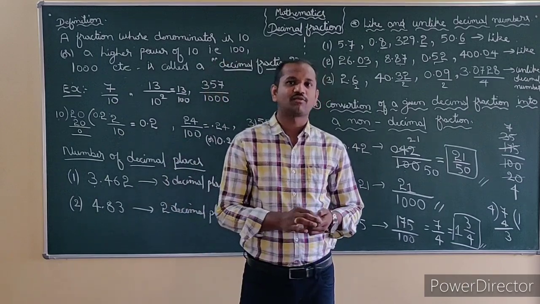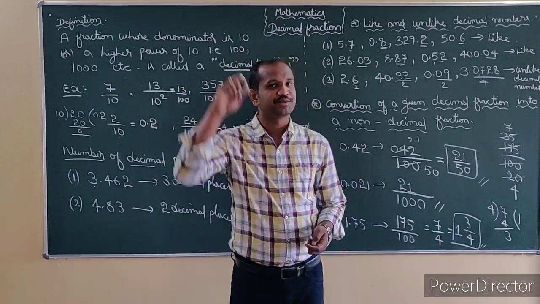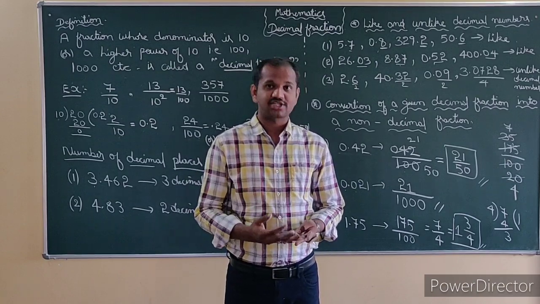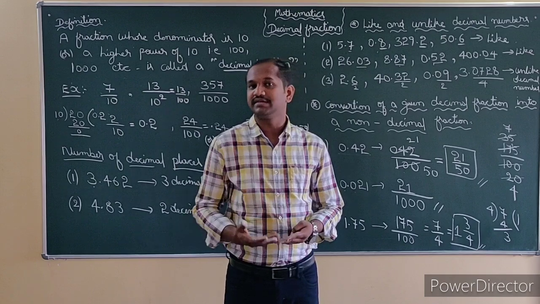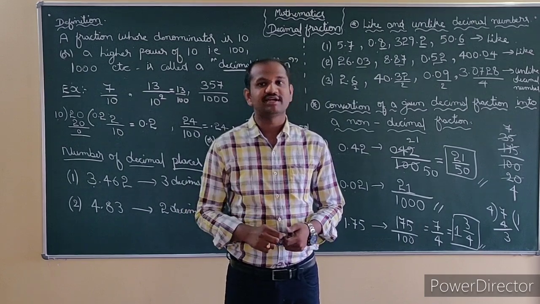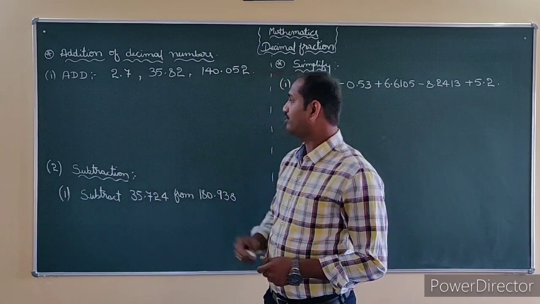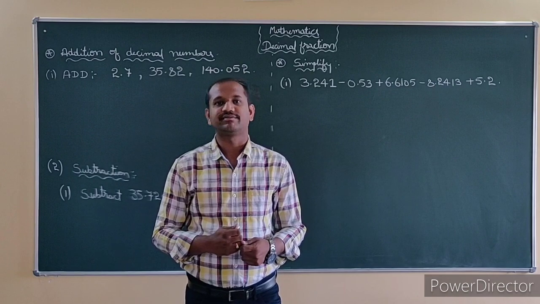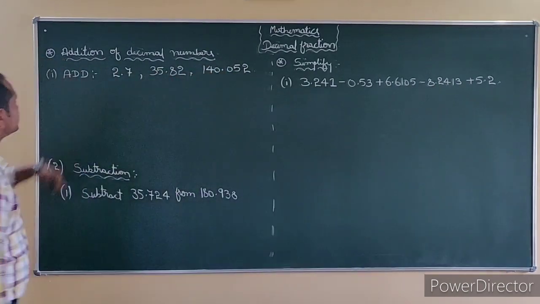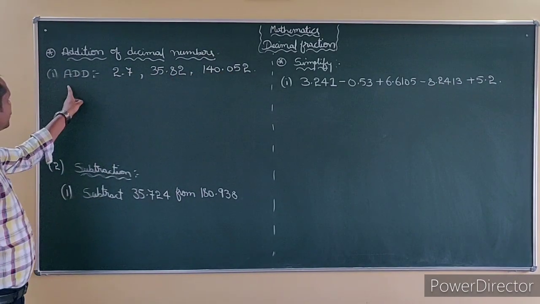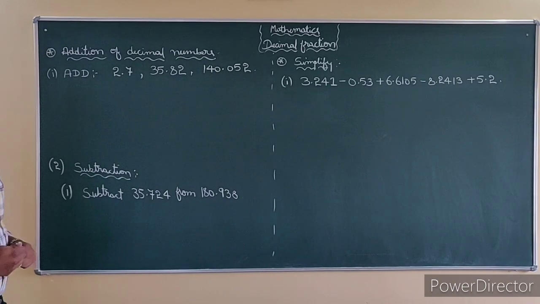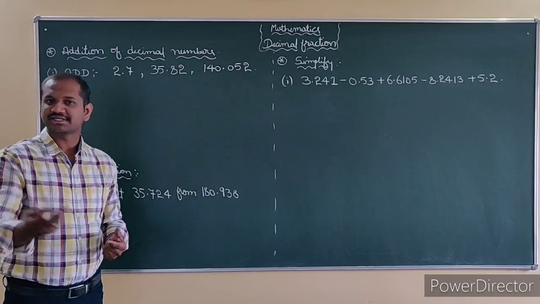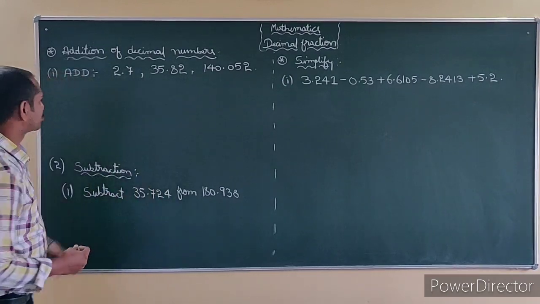Understood? So this is the complete starting introduction of what we mean by decimal fraction. Next we will study addition, subtraction, simplification, multiplication, division and a word problem in the case of decimal fractions. Let us see addition of decimal numbers. We need to add the given decimal numbers. Very easy addition. You are doing it right from your first standard. But here we are seeing it in the case of decimal fractions. Very easy. I will just show you this.